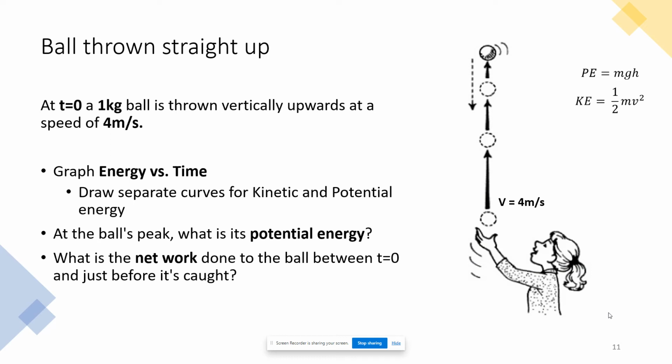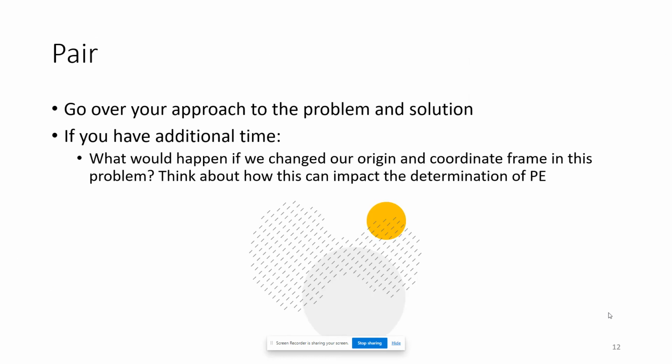So again, pause the video, take some time, try and solve that. And then we have an additional question, and then we'll go over the solution. If you have time and you want to think about it, what would happen if we changed our origin and coordinate frame in this problem? Think about how that can impact the determination of the potential energy.